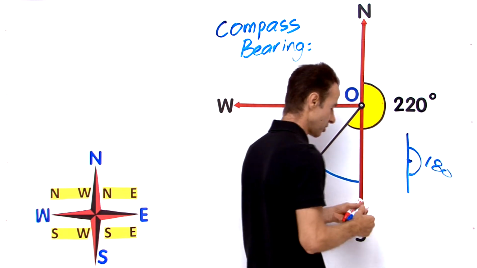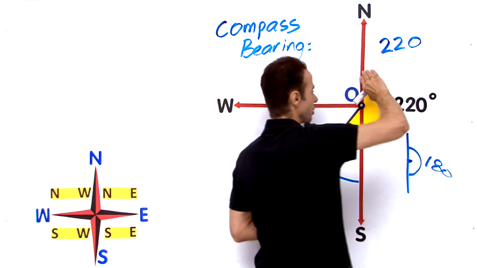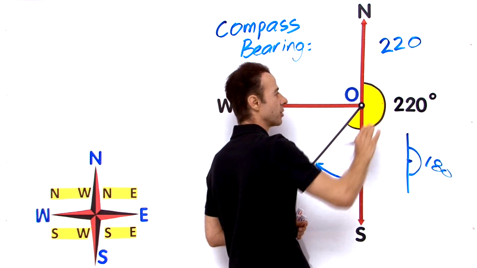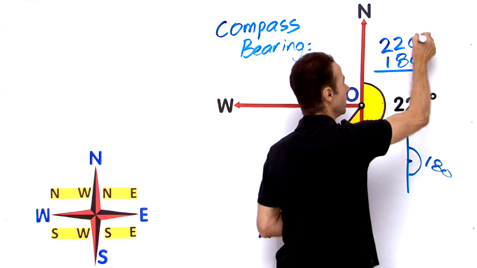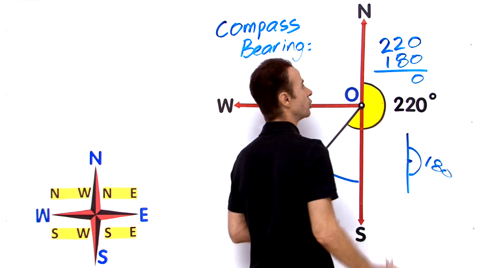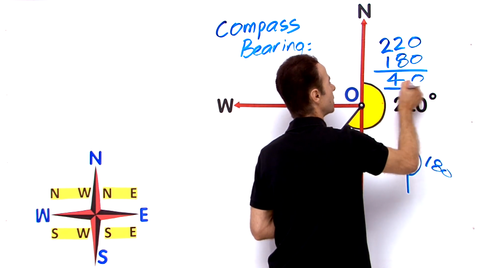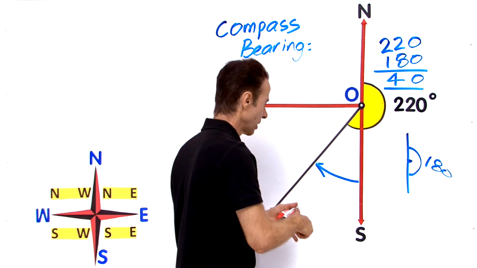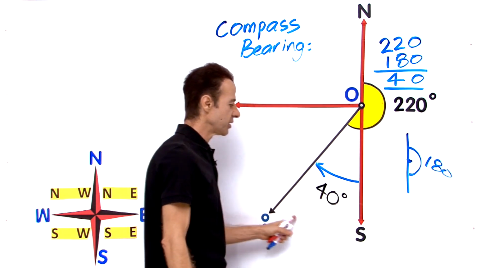All we have to do is subtract these two. So it's going to be 220, which is the whole angle, and we subtract the 180, which is the straight line. So that's going to give us 220 minus 180. That gives us 40. So the angle in here is 40 degrees in this quadrant.